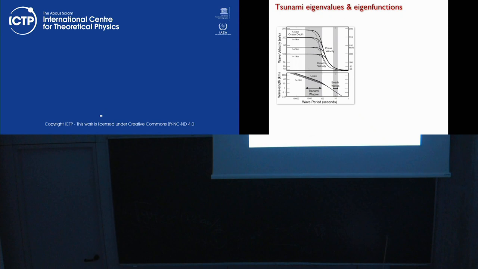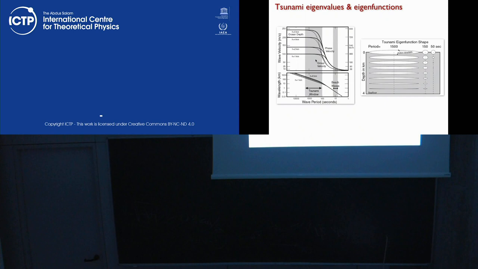You can think about this phase velocity and group velocity as we did for Love waves and Rayleigh waves. You can call them eigenvalues of a problem. What about the eigenfunctions that are describing the displacement versus depth? Okay. Now that's the other side of the story. Now you can see that, for example, if you take a 50 seconds gravity wave and you go here, well, the wavelength is large, but not that large. Compared to what? To water height.